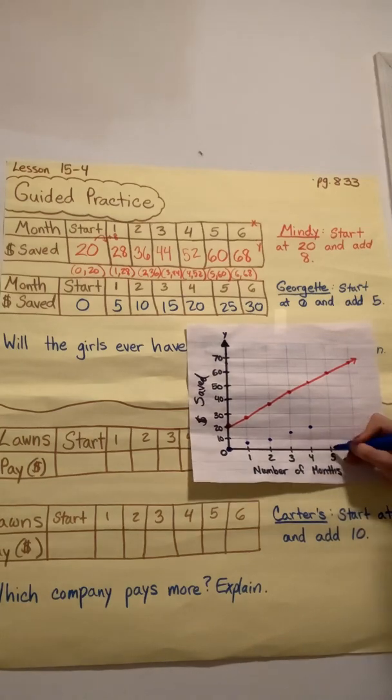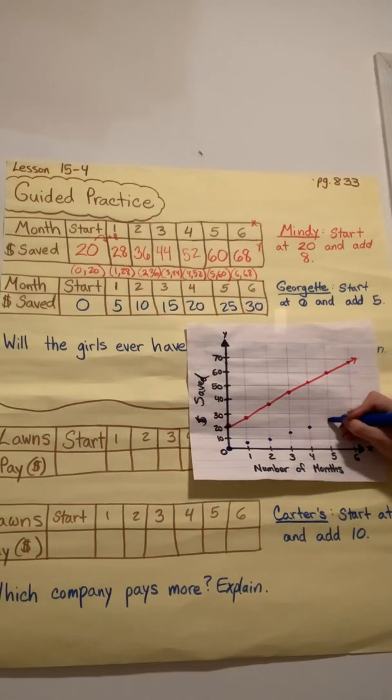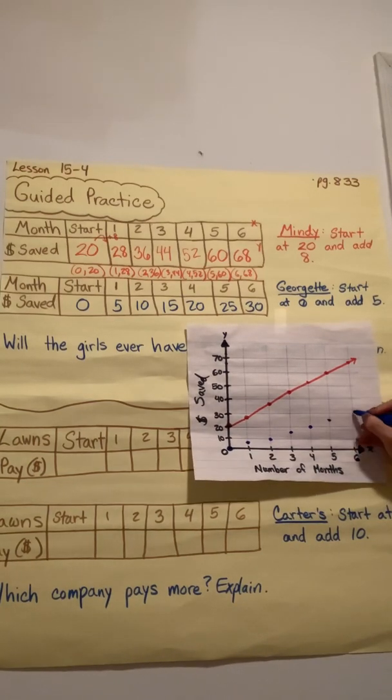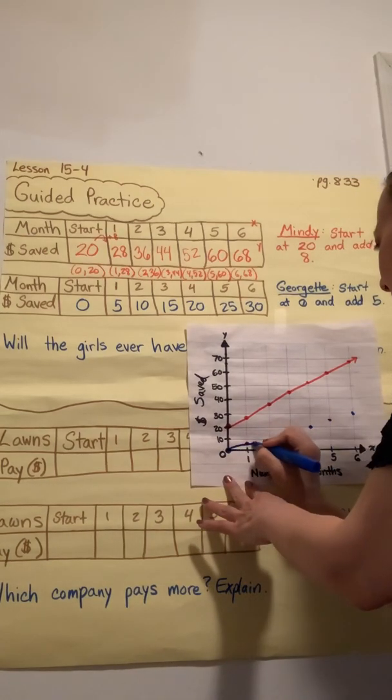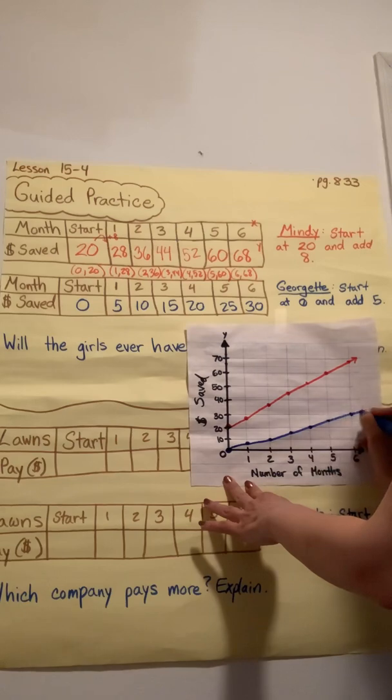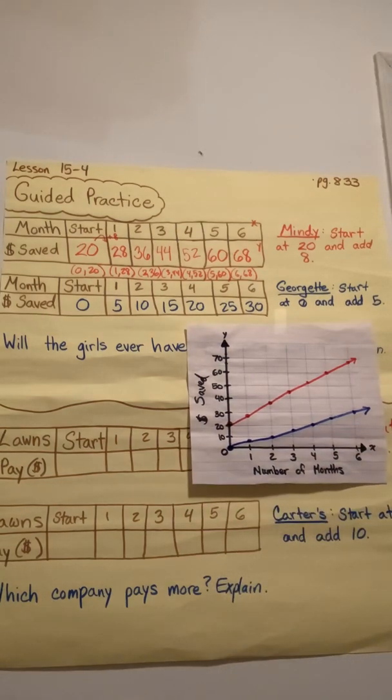4, 20. 5 goes up to 25, halfway to 30. And 6 is exactly on 30. And once again, I can connect them all to show the pattern. And it will keep going that way.